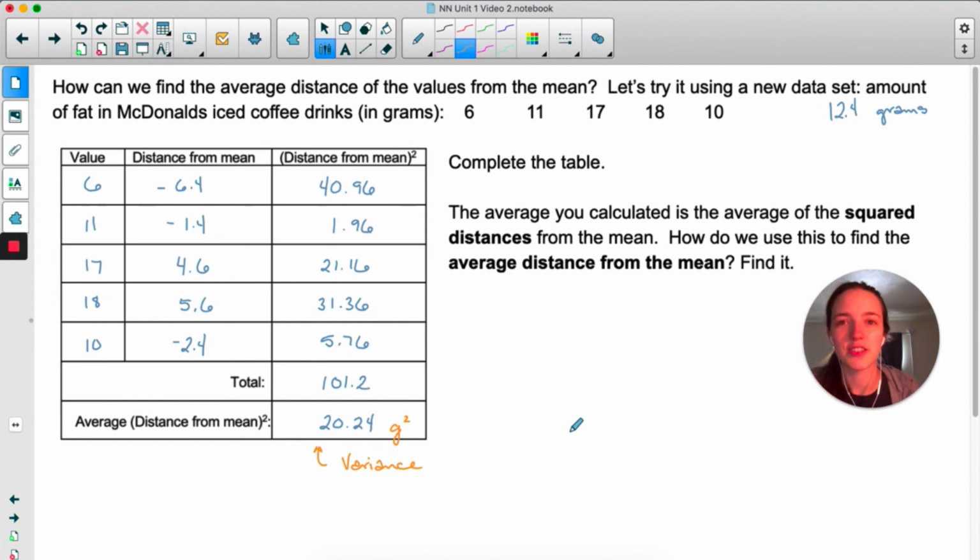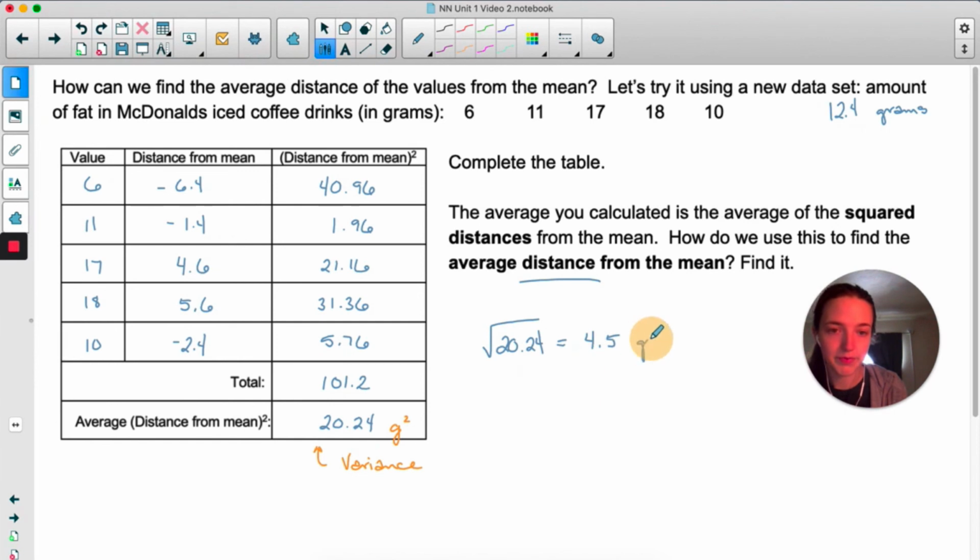Now, what is a squared gram of fat? I don't know. It doesn't really make sense. So the average we calculated is the average of the squared distances from the mean. If we want to find the average distance from the mean instead of the squared distance, all we have to do is square root that number we got. I get 4.5 grams. This number is called the standard deviation, and it's the best measure of variability if you're using the mean as your center.